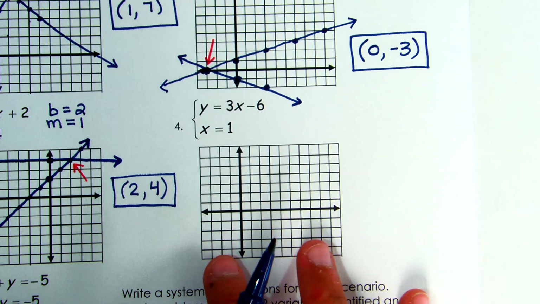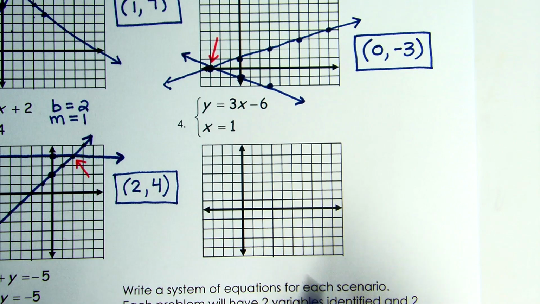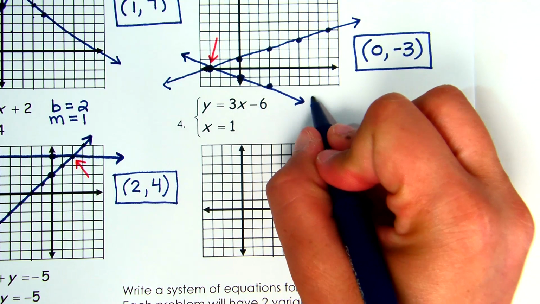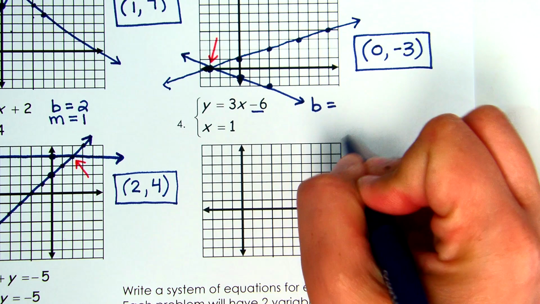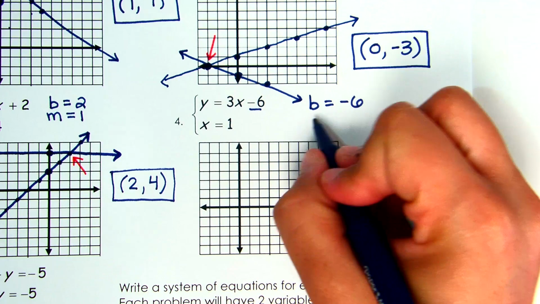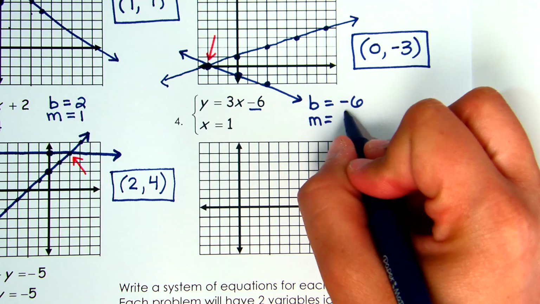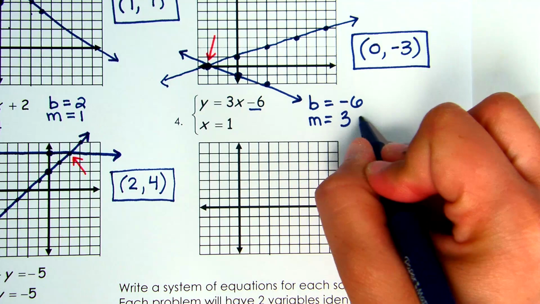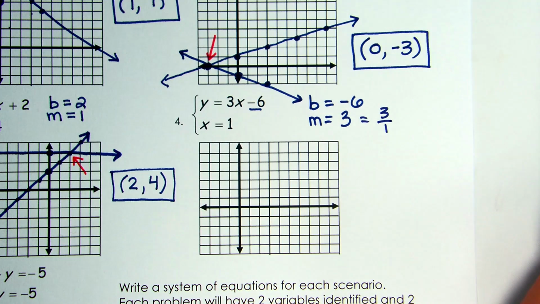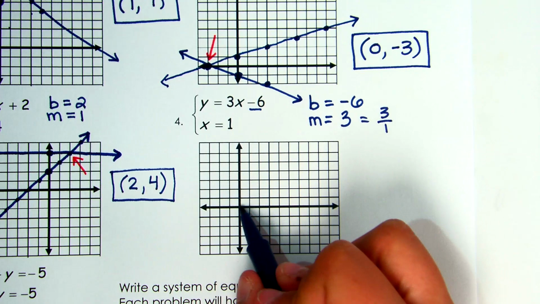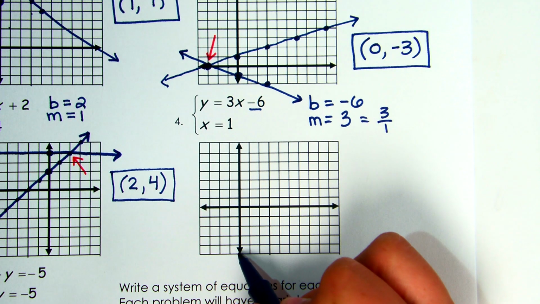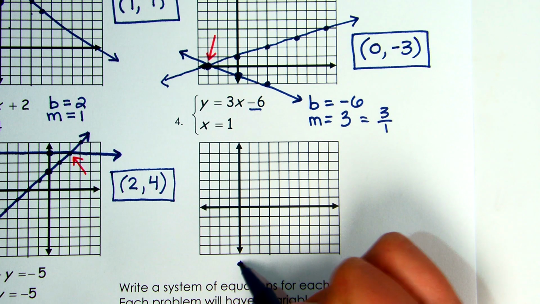Number 4 is also in y equals form for us. So my b, beginning with b, is negative 6. And my m, the number in front of x, is 3. 3 is also 3 over 1. So I begin with b at negative 6. 1, 2, 3, 4, 5, 6. We're a little bit down underneath the graph.